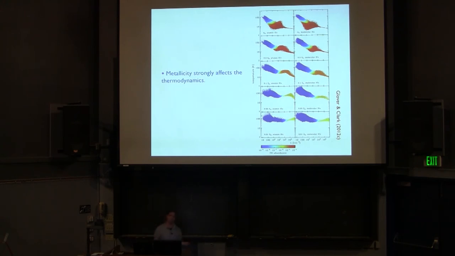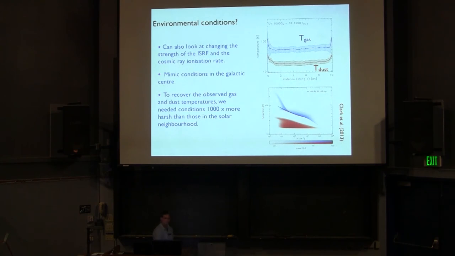You can just change some of the parameters you model, and you can run it, and you can see what happens in different environments. Another one we looked at was looking at the galactic center. The galactic center is a very harsh environment. You have highly elevated radiation fields there. We also believe that the cosmic ray ionization rate is highly elevated from the big bursts of star formation that have occurred there over the last 40 megayears or so.